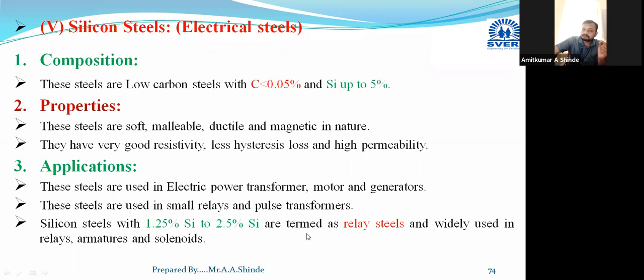Then there is one specific silicon steel with 1.25 to 2.5% silicon. It is also termed as relay steel, and these are used for manufacturing of relays, armatures and solenoids. All these components are used in the electrical field or various electric applications.